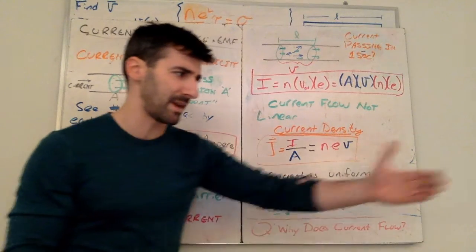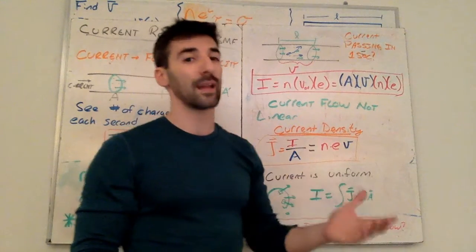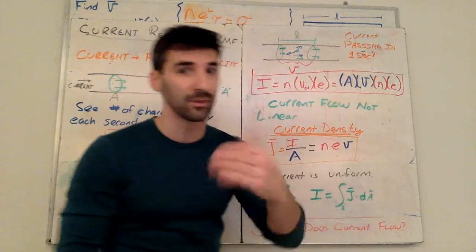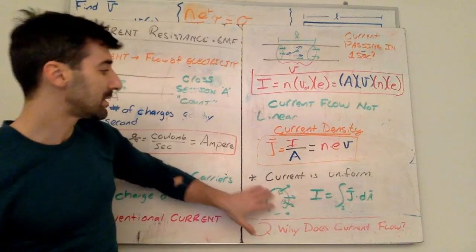Otherwise, we would have a random range of current flow. Light bulbs wouldn't work well, cell phones wouldn't work well, we'd all be lost.